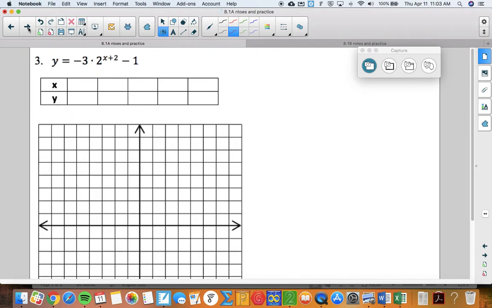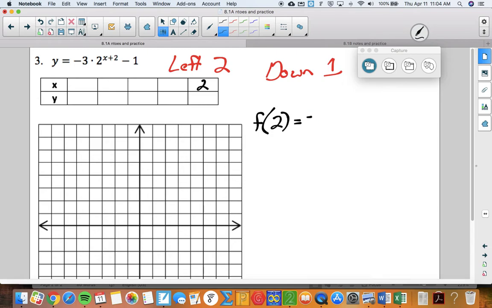Let's try the last one. The shift is going to be left 2 and down 1. And then let's calculate our outputs given our inputs. So let's try 2. Let's see what we get. So we have -3 times 2 to the 2, which is going to be -3 times 4, which is -12. When x is 2, y is -12. Oops, let's do +1.